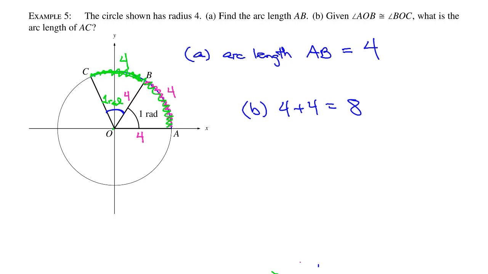And then what we need to understand about this is the proportionality. When you had 1 radian, you had an arc length of 4. When you had 2 radians, you had an arc length of 8. So by doubling the angle, you doubled the arc length. And that is true for any kind of proportion. Let's formalize that on the next page.